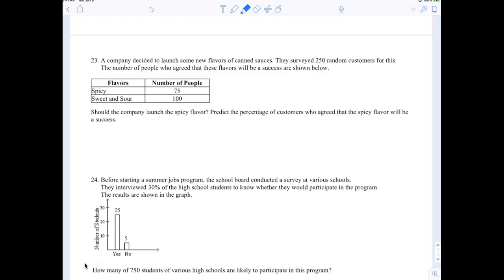Okay? 23. A company decided to launch some new flavors. They surveyed 250 random customers. The number of people who agreed to these flavors will be a success. So, out of 250 people, 75 like the what? Spicy. How many like the sweet and sour? 100. Should the company launch the spicy flavor?